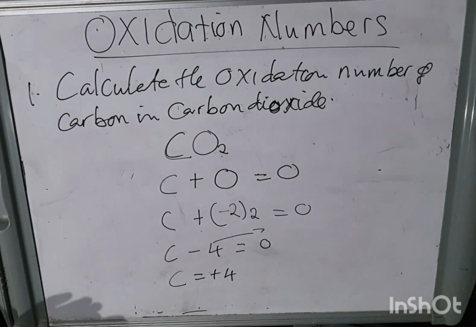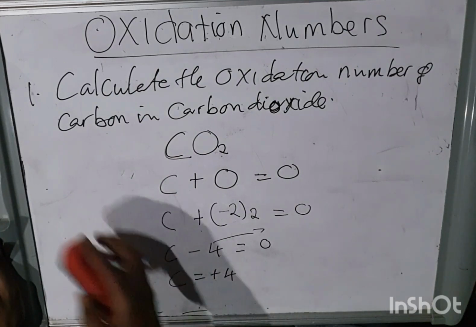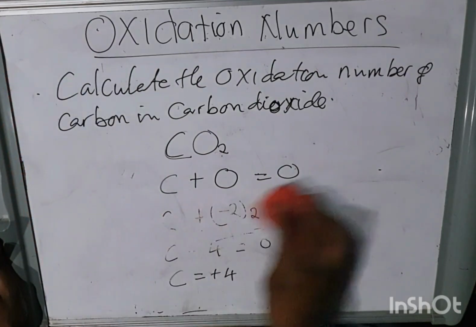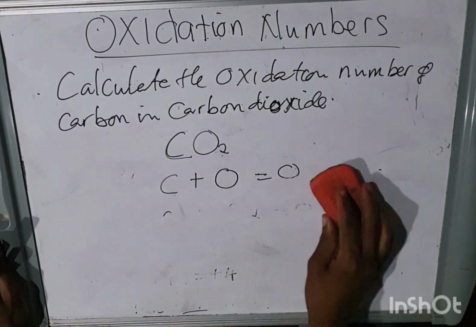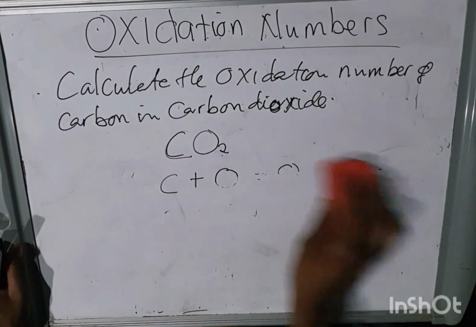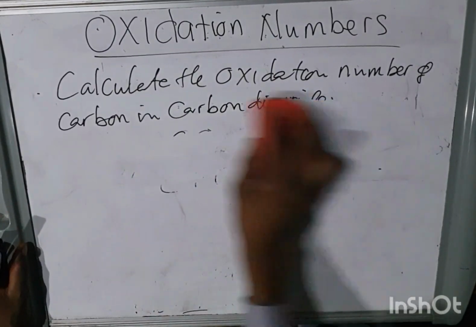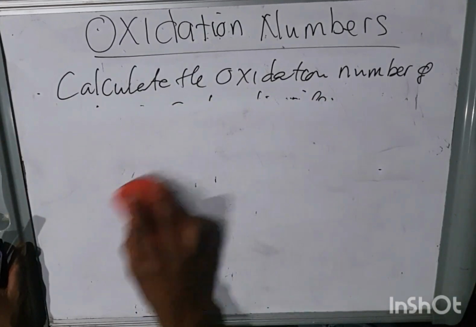So the second example is you have to calculate the oxidation number of sulfur in sulfuric acid. Find the oxidation number of sulfur in sulfuric acid.